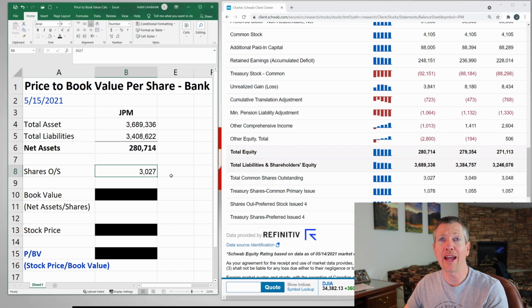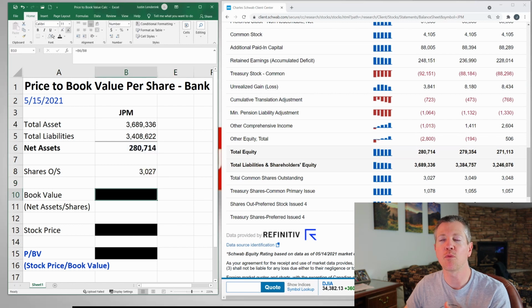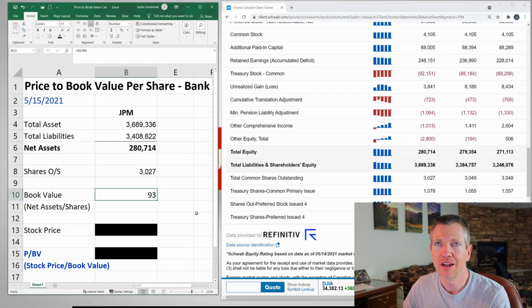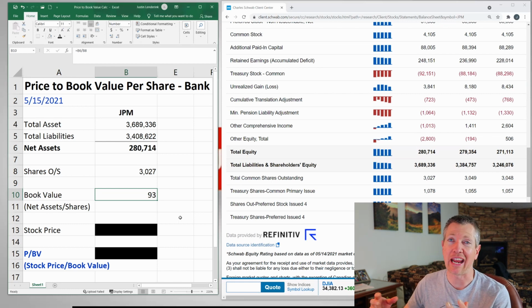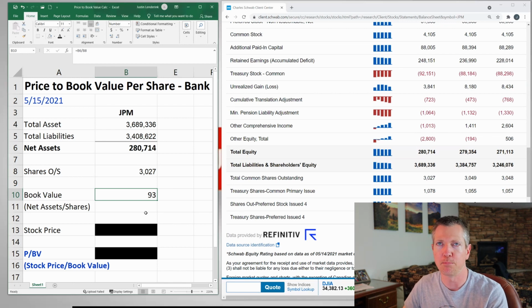So at this point, we have what we need to calculate book value. Basically you take net assets, which we already figured out, that $280 million number, and divide it by shares outstanding. From there, let me just unhide that, we have $93. So that is the book value of this company. Now there's also a tangible book value, which is a little different, which I'm not going to go into in this one. Just know that tangible book value looks at a few different things. This is just the straight book value.